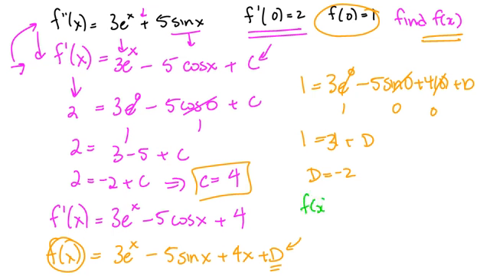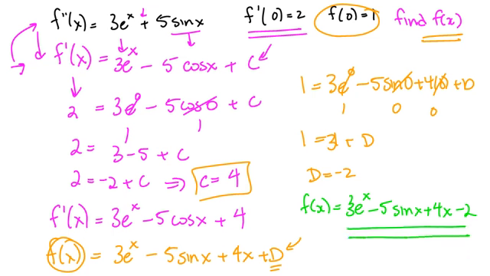And my final answer then is the function equals 3e to the x plus... nope, that's not quite right, 3e to the x minus 5 sine x plus 4x minus 2. And I encourage you to take the derivative of this twice to double check to make sure you get this function up here.